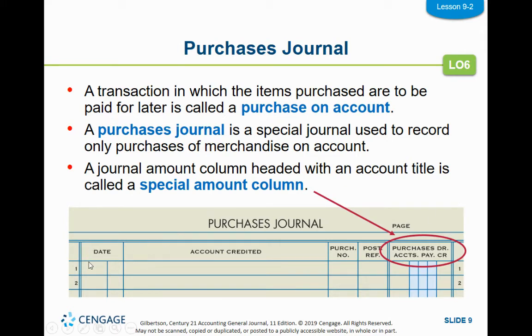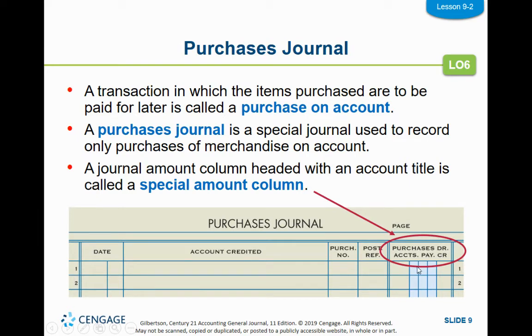In this journal, we have a date, just like in the general journal. You have the account column, and then you have one amount column. At the top of that column, it has account names: purchases, debit, accounts payable, credit. Most of these transactions are going to be one-line transactions. You're going to write the name of the vendor you're buying the merchandise from on the line, the purchase order number, and then the amount goes here.